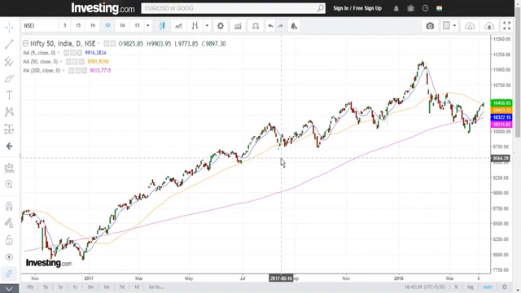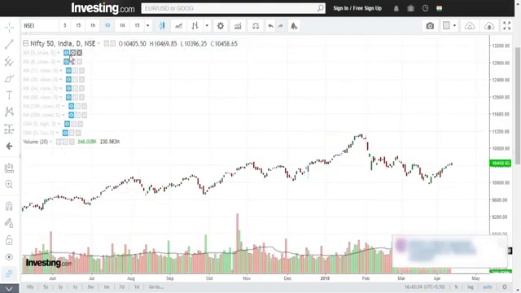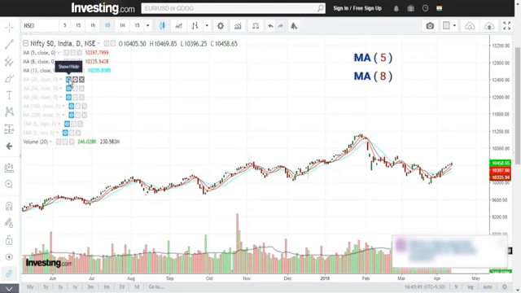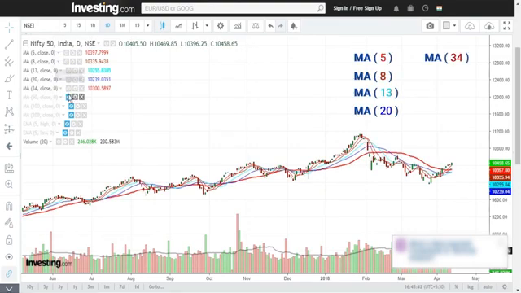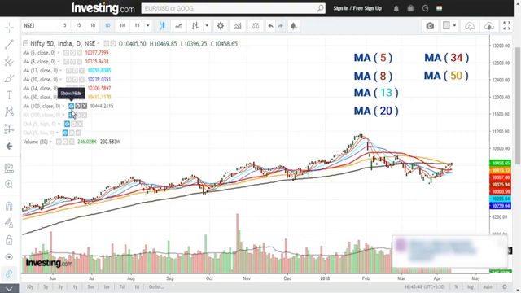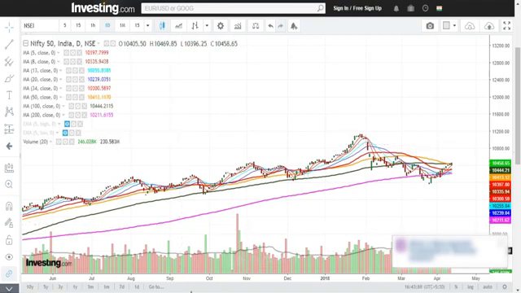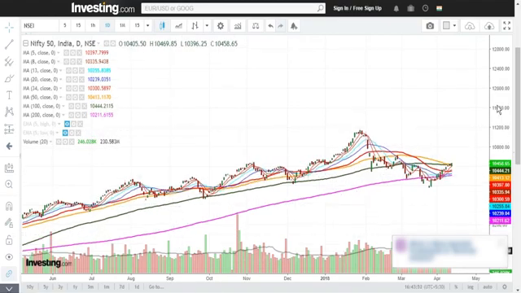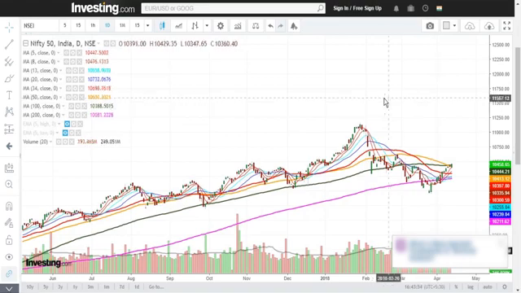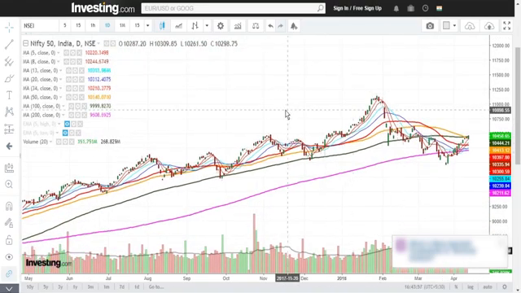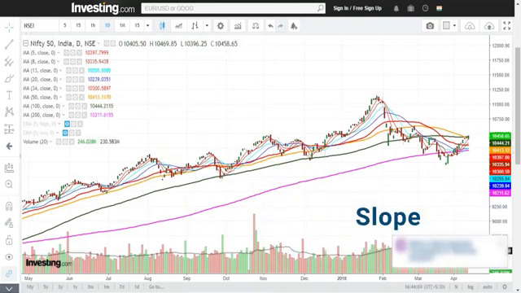Now, let us look at the moving averages that we talked about plotted in the chart. Here we have plotted the 5, 8, 13, 20, 34, 50 period, 100 period, 200 period moving averages. We will come back to this chart later, but for now let us focus on a few aspects of the moving average that are useful in trading. The most important point is the slope.